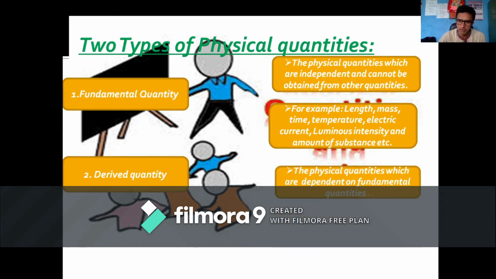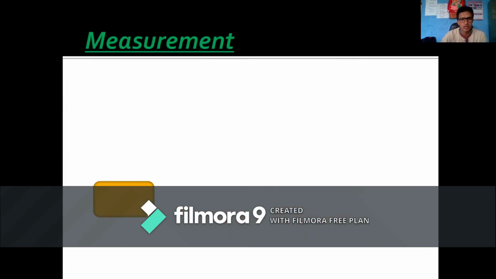The next one is the derived quantity. Derived quantities can be defined as the physical quantities which are dependent on fundamental quantities. For example, area, volume, density, velocity, acceleration, etc. are the examples of derived quantity.